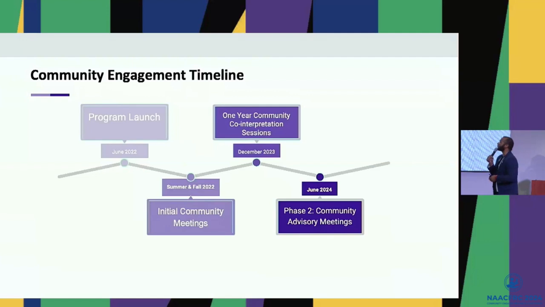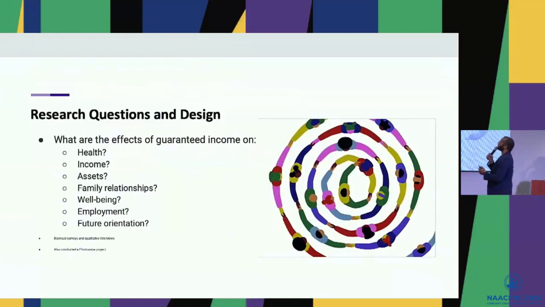And then in December of 2023, we had our 1-year co-interpretation session. Again, now that we've gathered all this data, how do you think it should be interpreted? How do you think that we should be wording different things and different aspects of using this data that best represents your voice, your experience, and how you went through this program? And then actually yesterday, we had our phase 2 community advisory meeting, because now we will be expanding this program. And so we're excited about that.